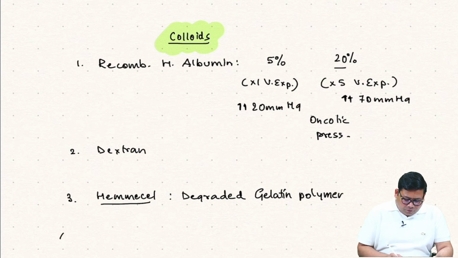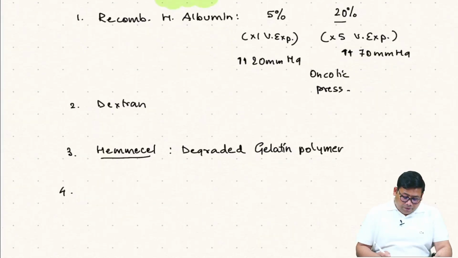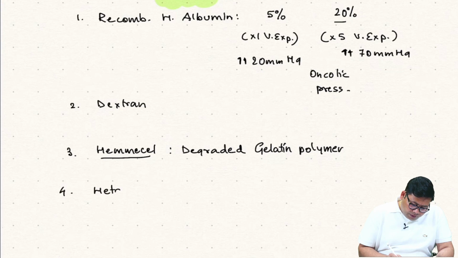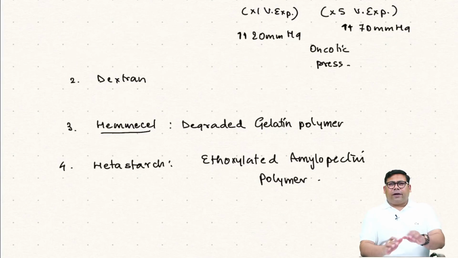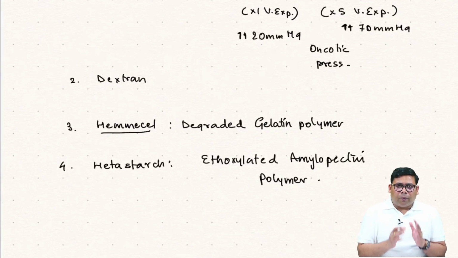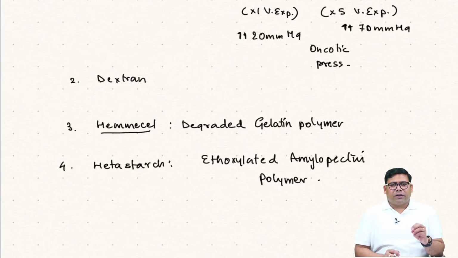And the next, the fourth that we understand, is hetastarch. So when you talk about hetastarch, it is an ethoxylated amylopectin polymer. This is very important, and I just tried to create a small topic so that you can understand the basics of the fluid.